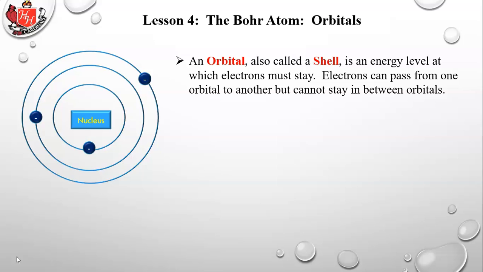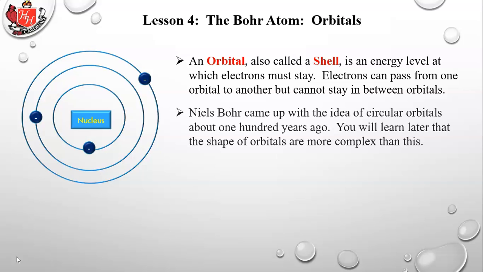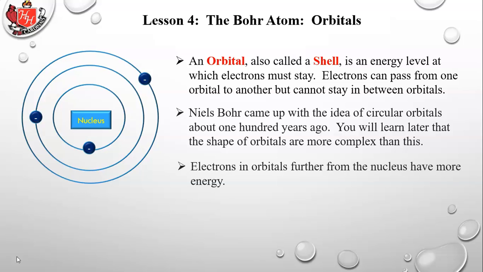So, an orbital, also called a shell, is an energy level at which electrons must stay. Electrons can pass from one orbital to another, but they can't stay for long periods in between orbitals. Niels Bohr came up with the idea of circular orbitals about 100 years ago. You will learn later that the shape of orbitals is more complex than this.